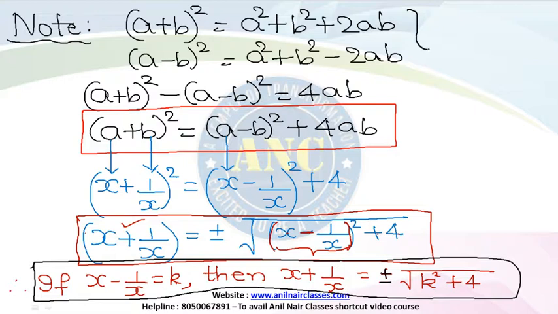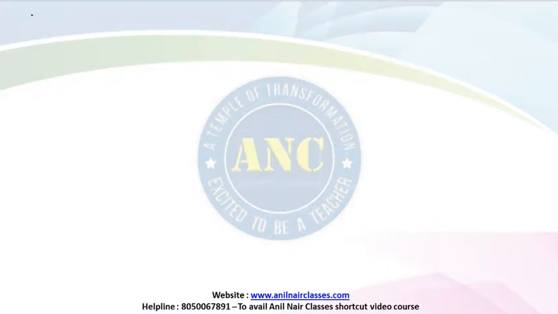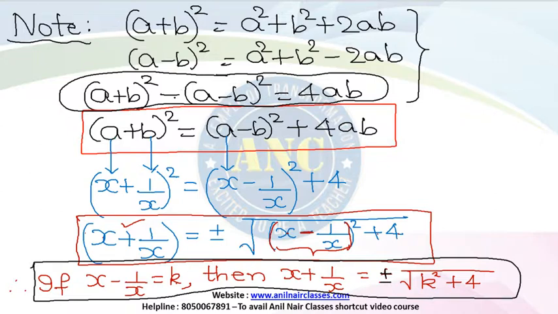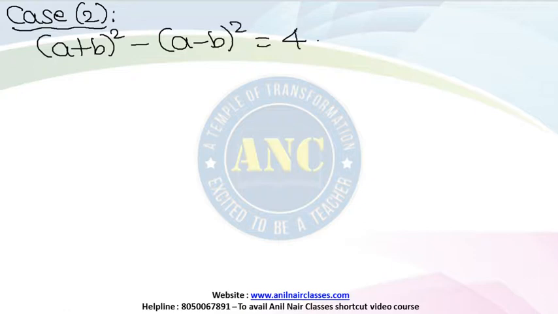All these things remain the same, so I will directly write this particular equation on my next screen. That means a plus b whole square, this is case number 2, I can call it. The previous screen is case number 1, this is case number 2. A plus b whole square minus a minus b whole square is 4ab. Let me write it one more time: a plus b whole square minus a minus b whole square is equal to 4ab.